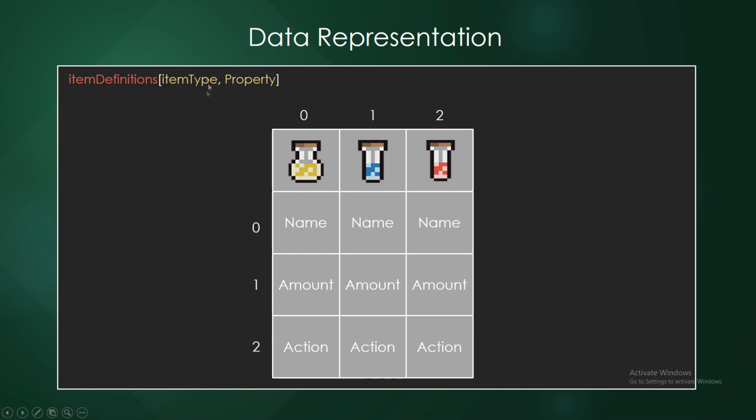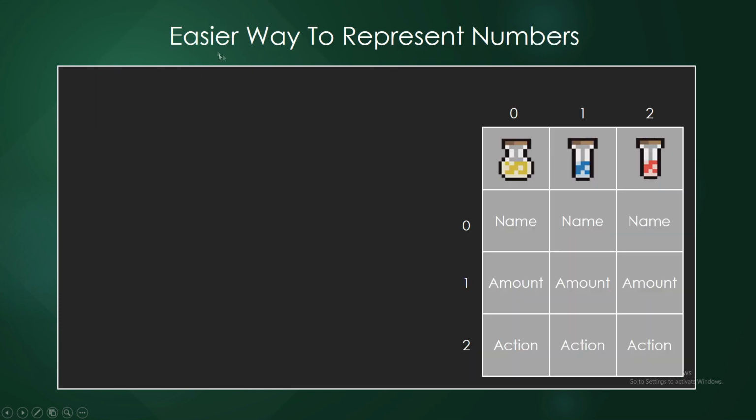For example, if we have item type 0, it's going to be pointing to our yellow, and then it has sub-properties, second dimension here, this property. And 0 is going to be its name, 1 is going to be the amount, 2 is going to be the action. And we aren't actually going to hard code these, so it's going to be really easy to add more properties onto your items, or take away, or move, or whatever. Okay? And yep, this just shows what I just demonstrated. Item type is going to be up here, so 0 is a yellow potion, 1's a blue potion, 2's a red potion. Now, how can we easily represent these numbers without using 0, 1, 2?